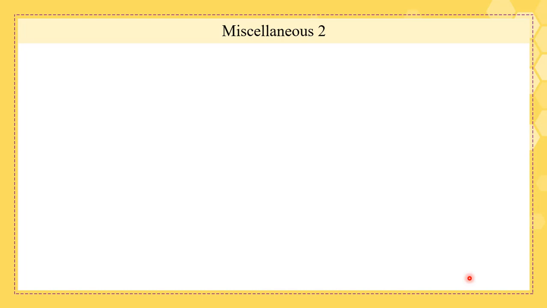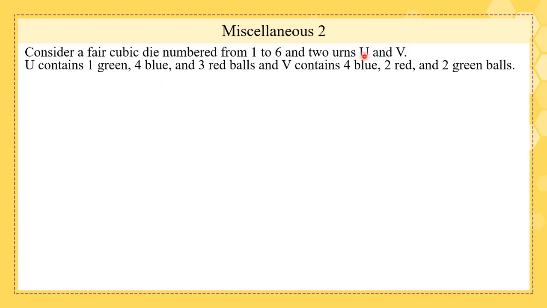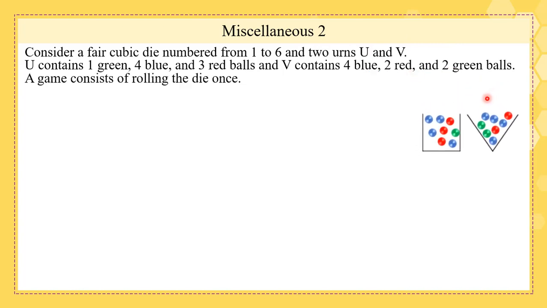Now let's see another problem. Consider a fair cubic die numbered from 1 to 6 and two urns, U and V. So we have a die and two urns. U contains 1 green, 4 blue, 3 red, and V contains 4 blue, 2 red, and 2 green. These are U and V.